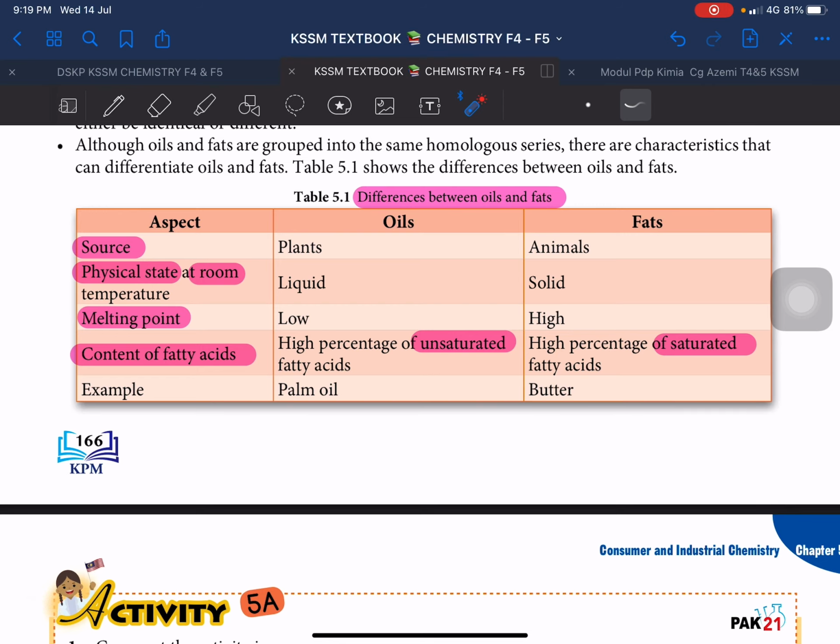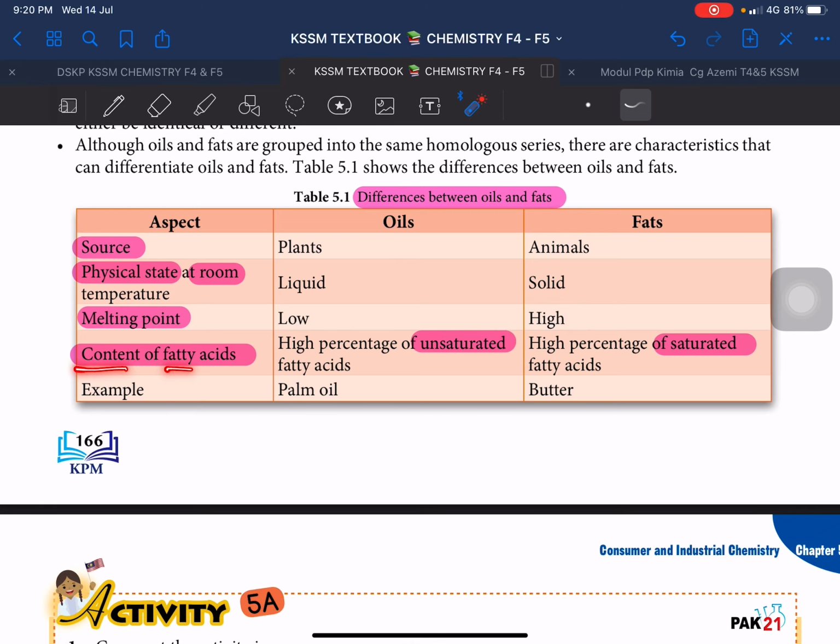Okay, so melting point. Untuk tumbuhan, oils, low lah. Low. Fats tinggi, susah mau kasih melt dia. Makan lagi kamu KFC banyak-banyak. High fats tu dalam badan.